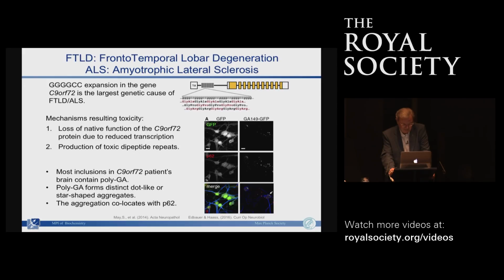Now that seems to result to some extent in the loss of function of that gene, but the thing we are interested in is that it results in the production of dipeptide repeats. Most inclusions in ALS patients contain glycine-alanine repeats. So we have used a model system that recapitulates these features, and indeed it forms aggregates which are reminiscent of the disease aggregates.